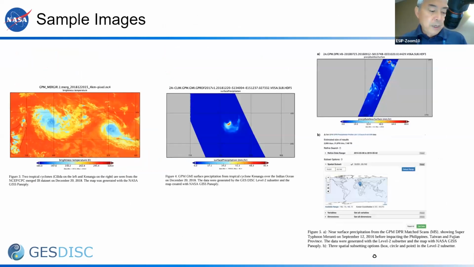So here are some examples of the products mentioned earlier. On the left, you can see 2 tropical cyclones over the western Pacific Ocean. In the middle, you can see the imagery from the GPM Microwave Imager, also known as the GMI, over the Indian Ocean. On the right, it's the imagery from the GPM Dual-frequency Precipitation Radar, or DPR, showing the precipitation from a super typhoon near the Philippines.